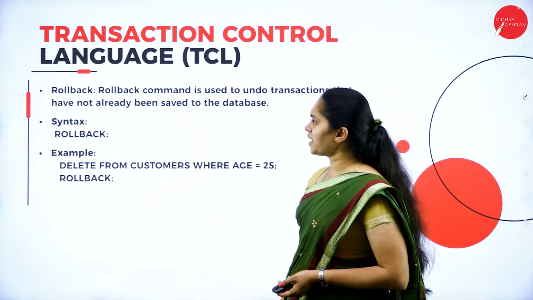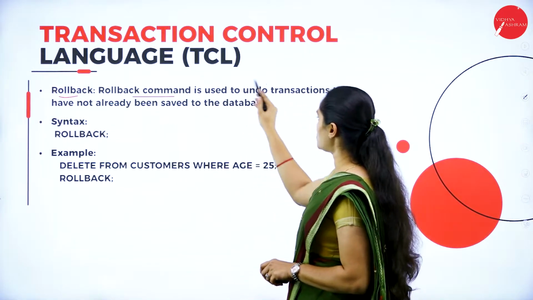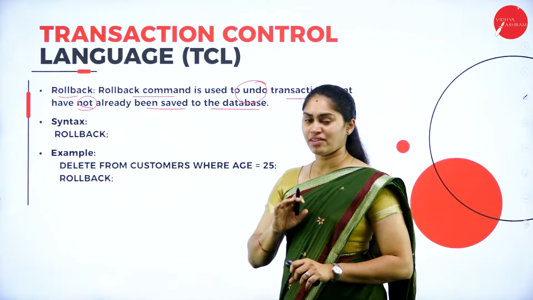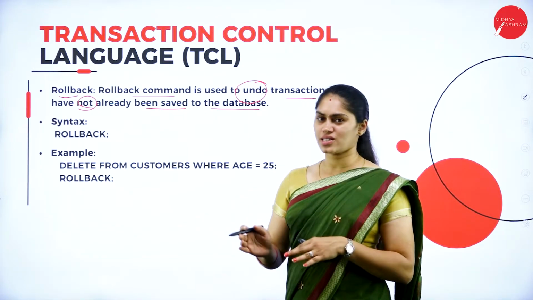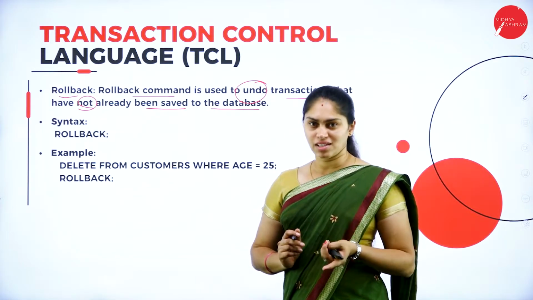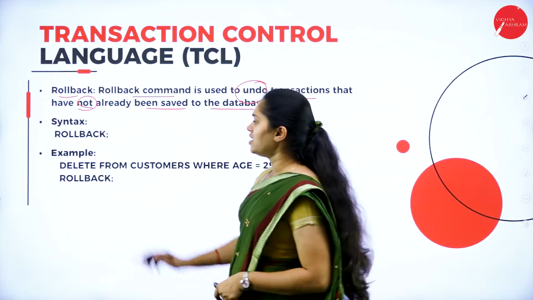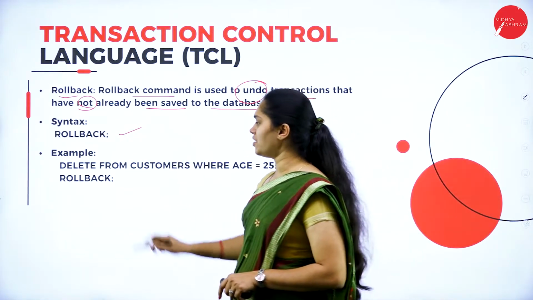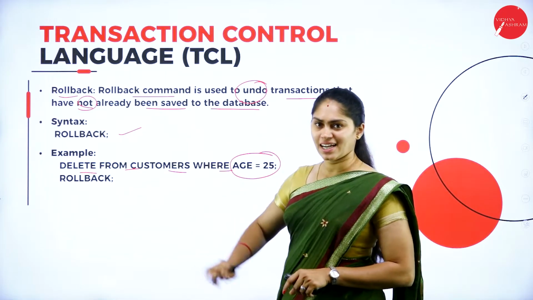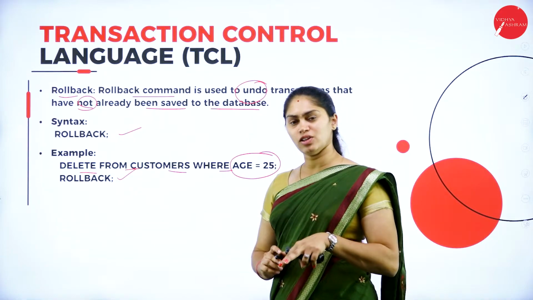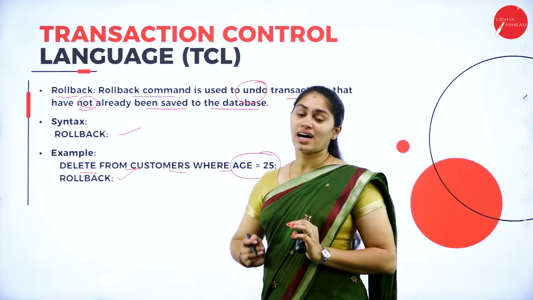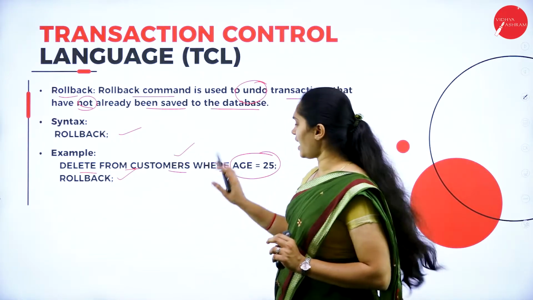Next we have rollback. That command is used to undo the transactions that have not already been saved to the database. If I didn't use a commit command and I use this rollback, it can get back to its previous state. It is like Control Z. The syntax is ROLLBACK itself. Delete from customer where age is equal to 25. If it got deleted and I use rollback, then the rows which got deleted by this delete command will be retained back in the customer table. Here I am not using a commit.